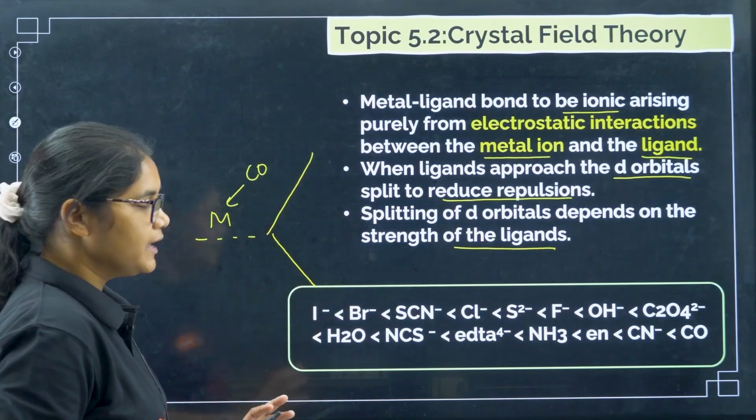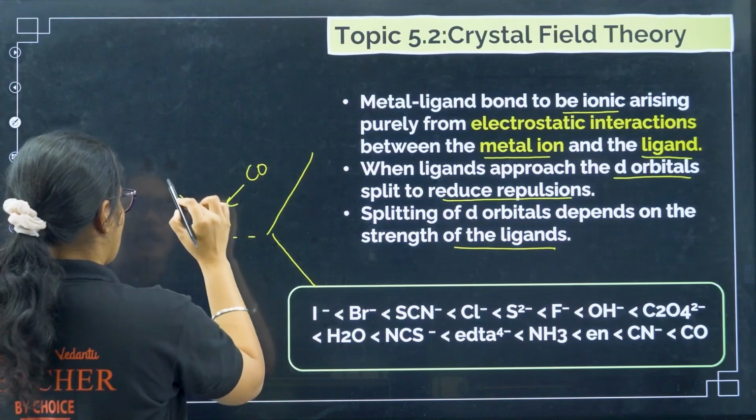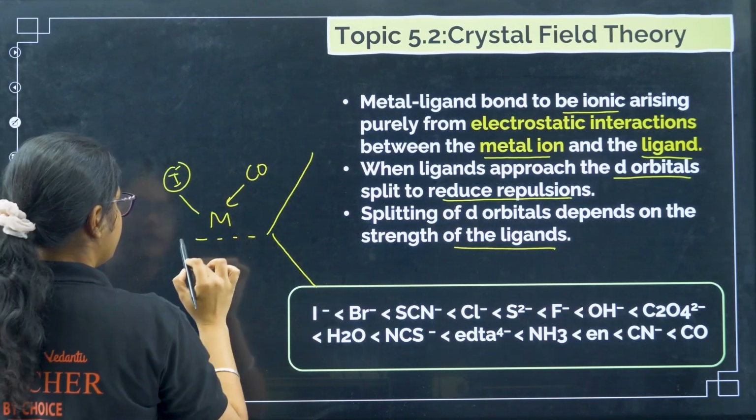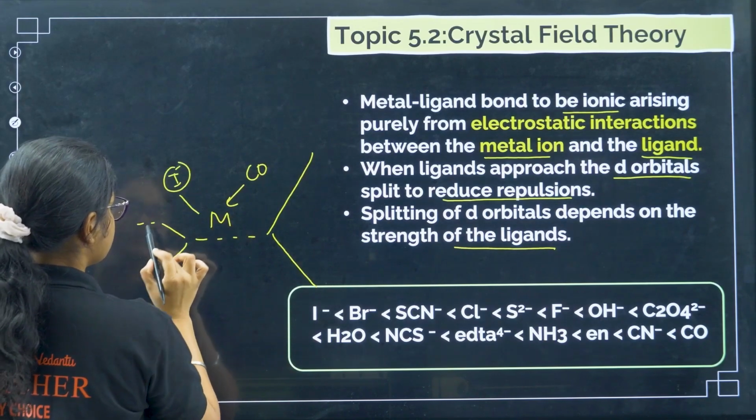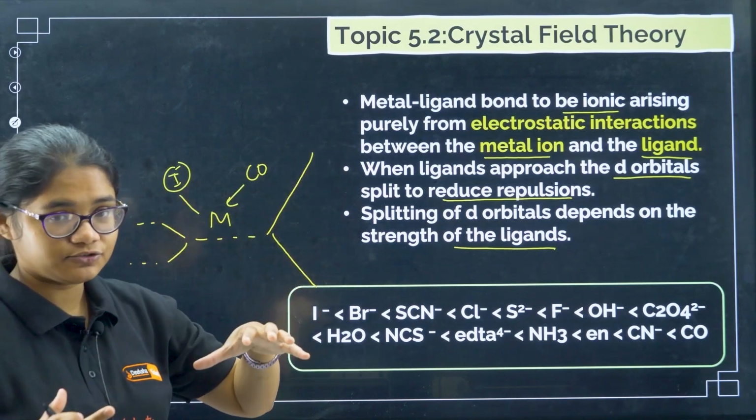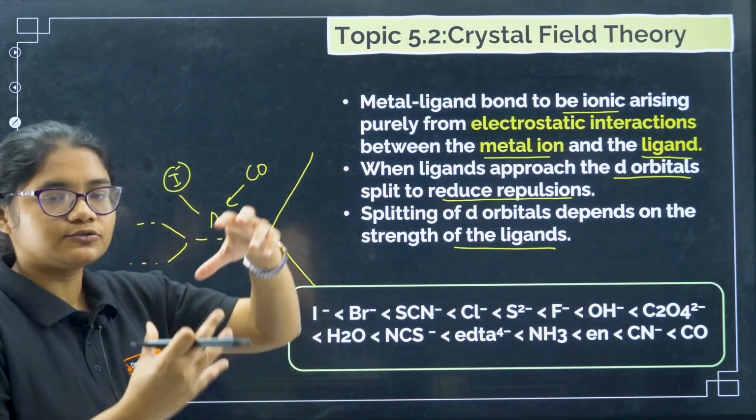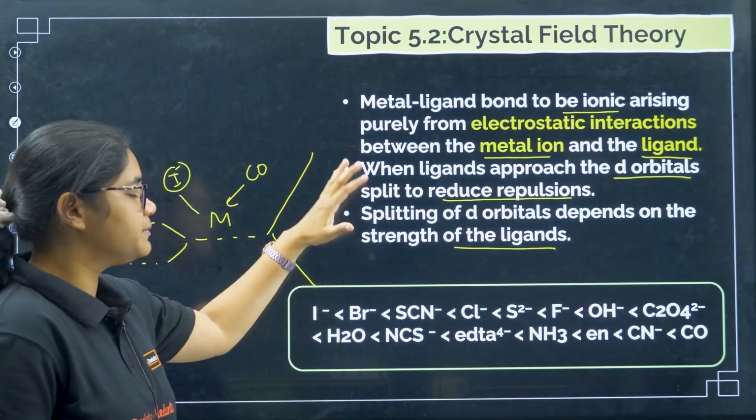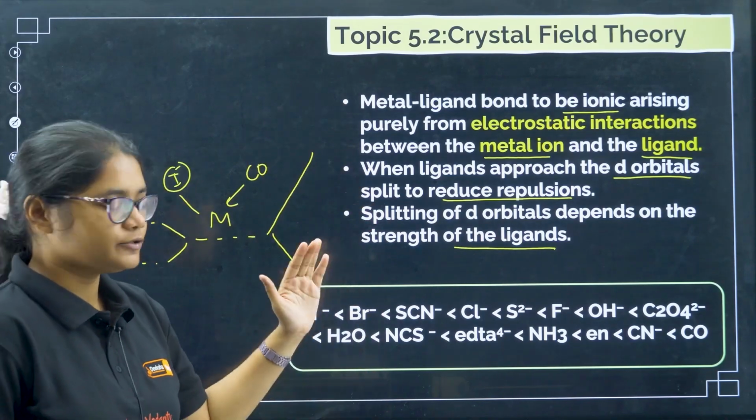like this. But if a weak ligand, for example I minus, which is a very weak ligand, comes, then the metal d orbital will split like this. You can see the difference. When the ligands are very strong, the repulsion will be very strong, so the splitting will be higher. So that is the concept.